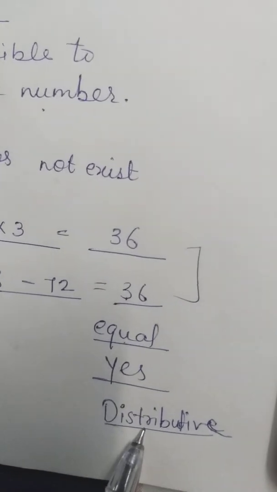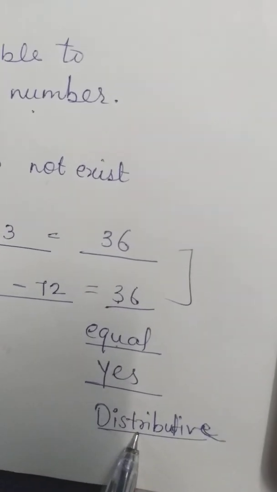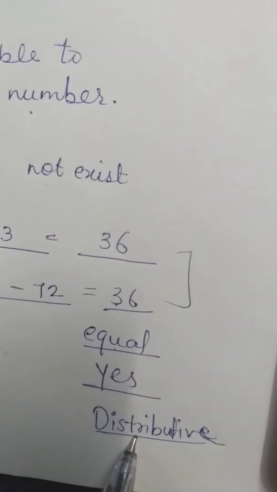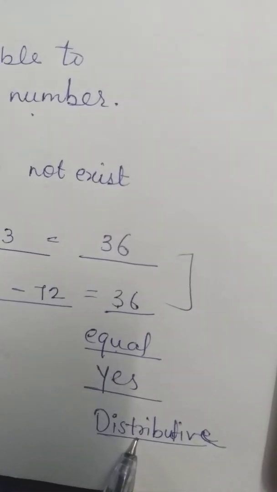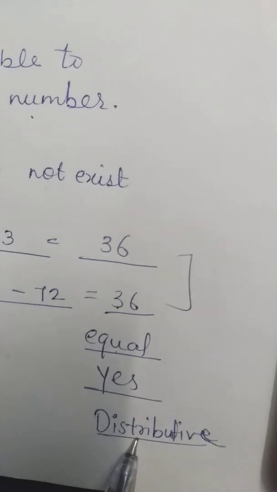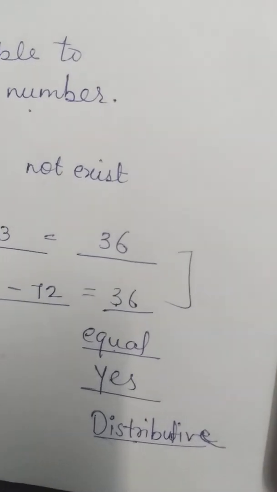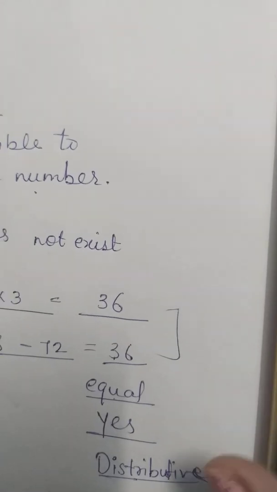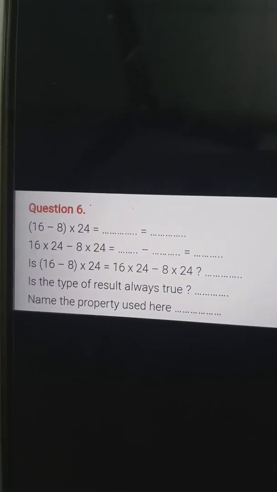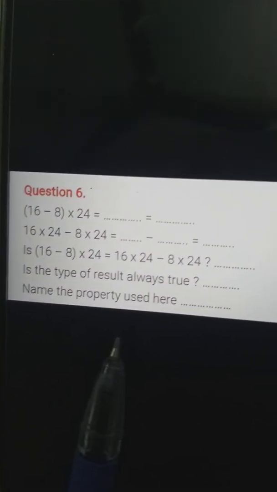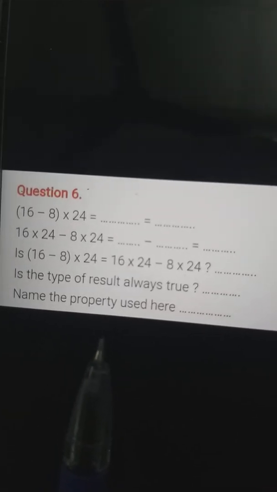And which property have we used? Distributive. So what I have solved just now is nothing but a question based on the properties of subtraction that I have taught you before this. Okay. Now lastly, there is question number 6. Read it by yourself. It is just similar to question number 5 that we did.